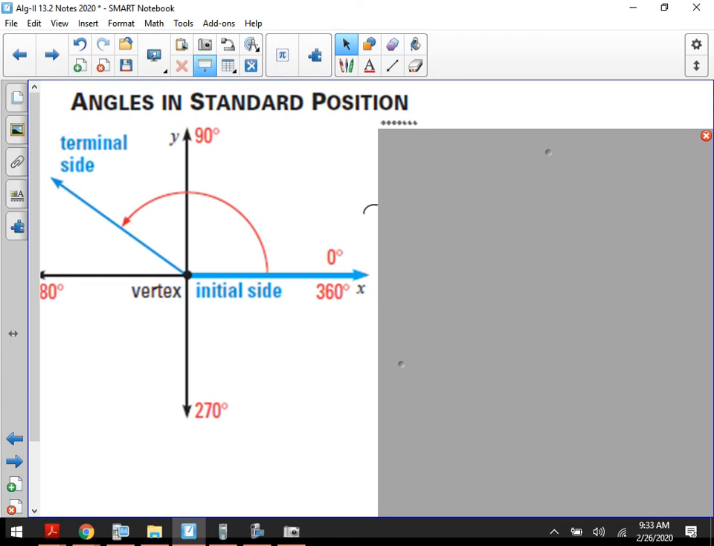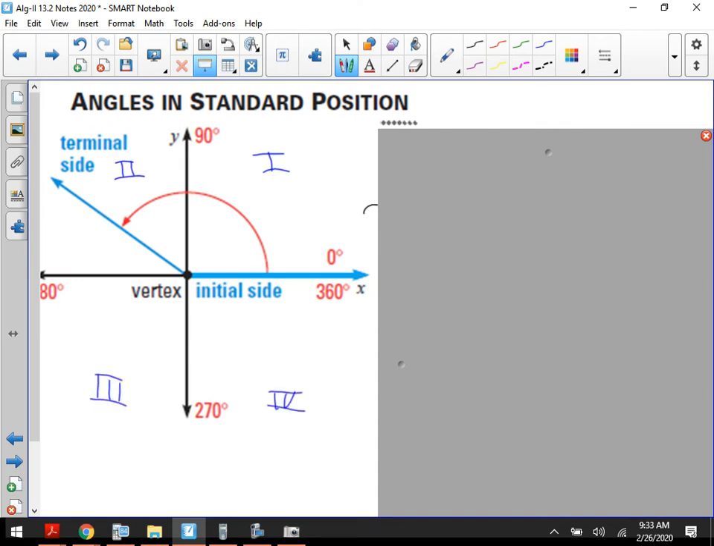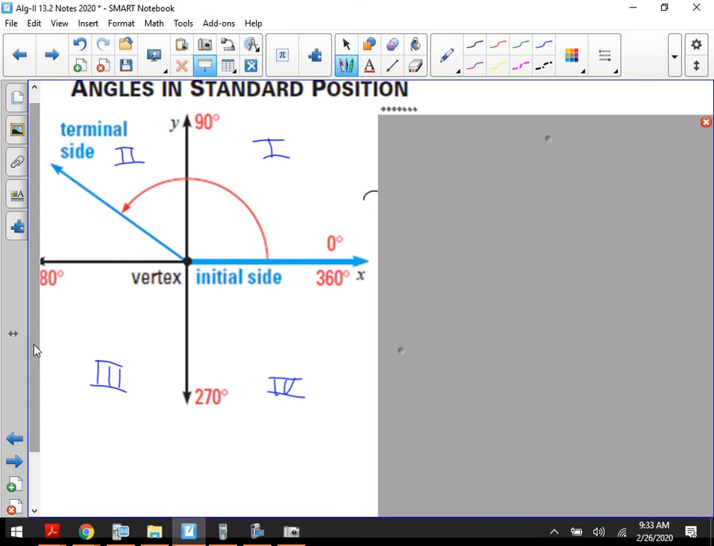Now, your angles can lie within a quadrant. You guys remember how the quadrants go in the coordinates? Positive, 1, 2, as you're going, 1, 2, this is 3, and this is quadrant 4. Do you know what it's called if you don't land on a quadrant, but land on an axis? You never heard that before? There's a term for that. If you land on an axis, it's called a quadrantal.